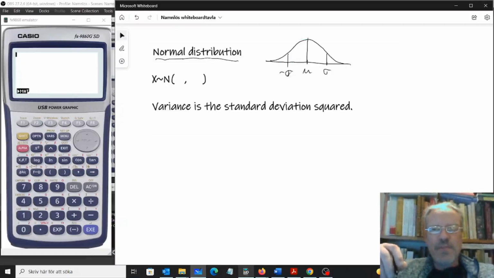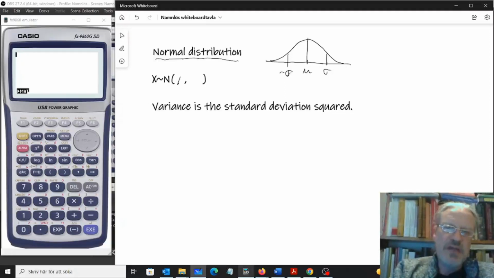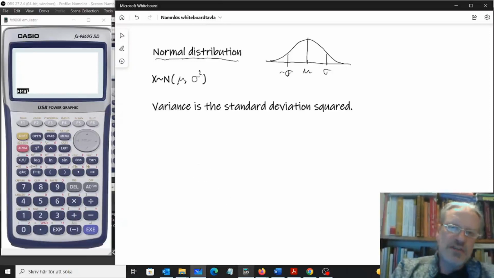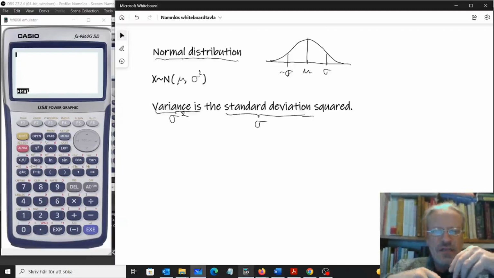And to specify the shape of this, or what kind of normal distribution we have, so we have a random variable x. We write that that is of the type normal distribution, and we specify that by giving the value of mu and this thing that we have to remember, that is called the variance. And variance, that we write like this, sigma squared, is the standard deviation squared. So the variance is simply just the standard deviation but squared.